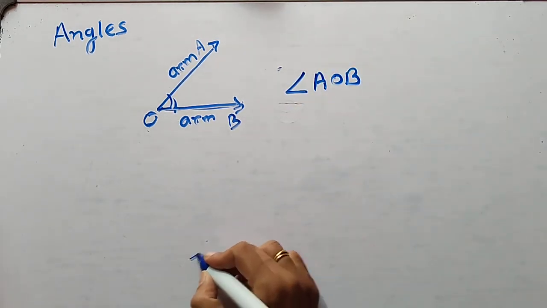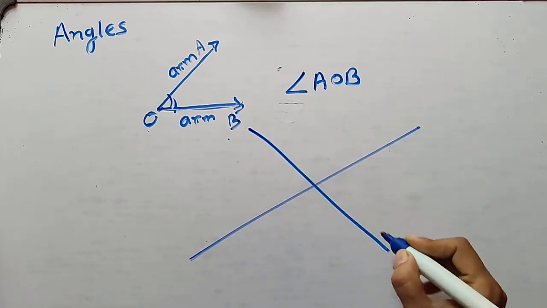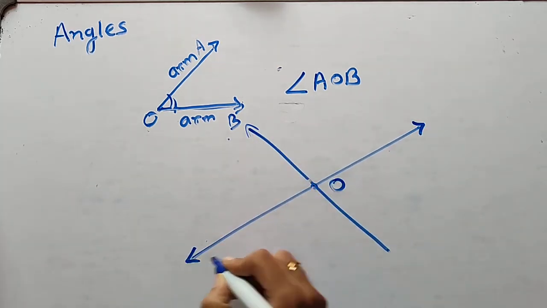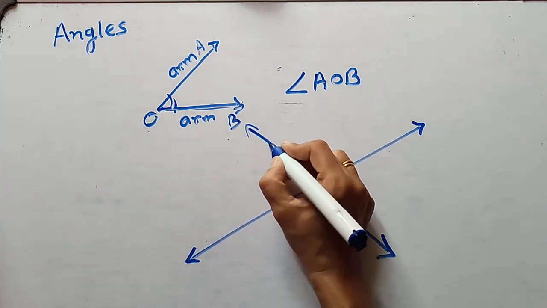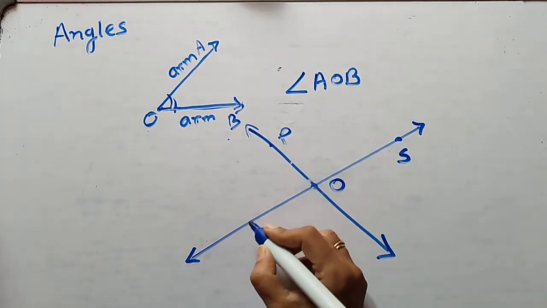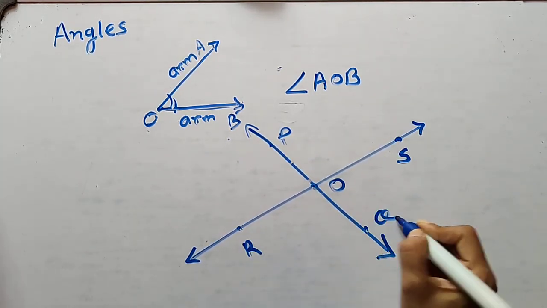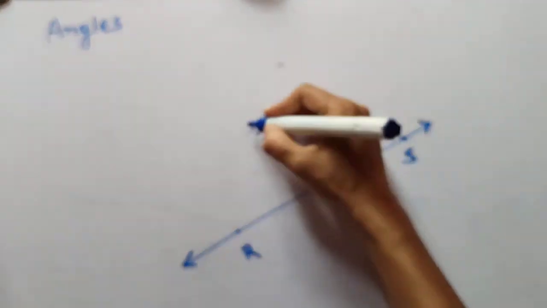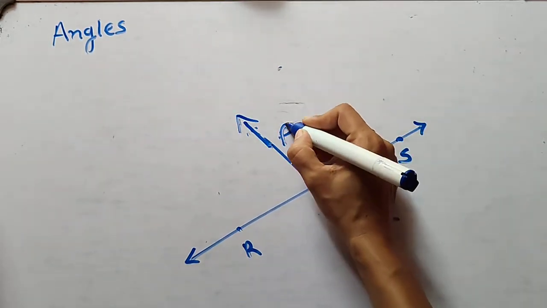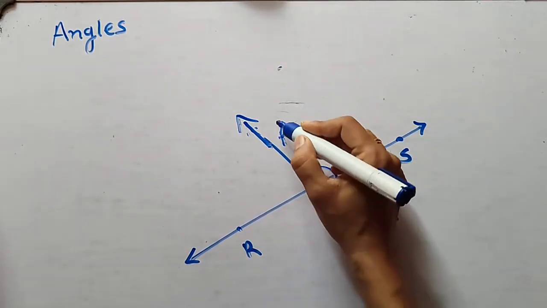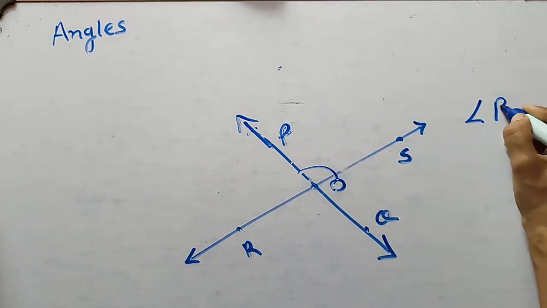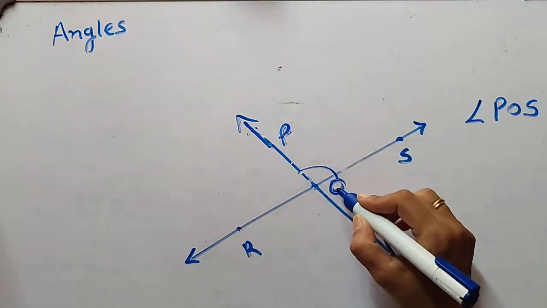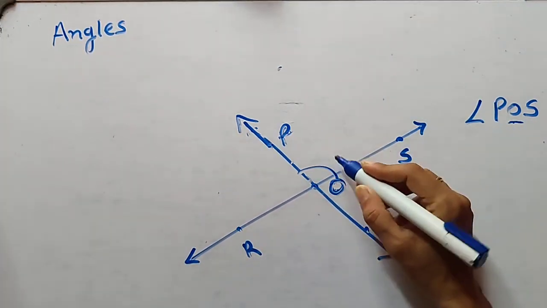Suppose we draw these two lines intersecting each other. This is the common point O, and the points are P, S, R and Q. In this figure, how many angles are formed? What are the names of the angles? Here we get this angle: angle POS. We always write the vertex in the middle. So this is angle POS.